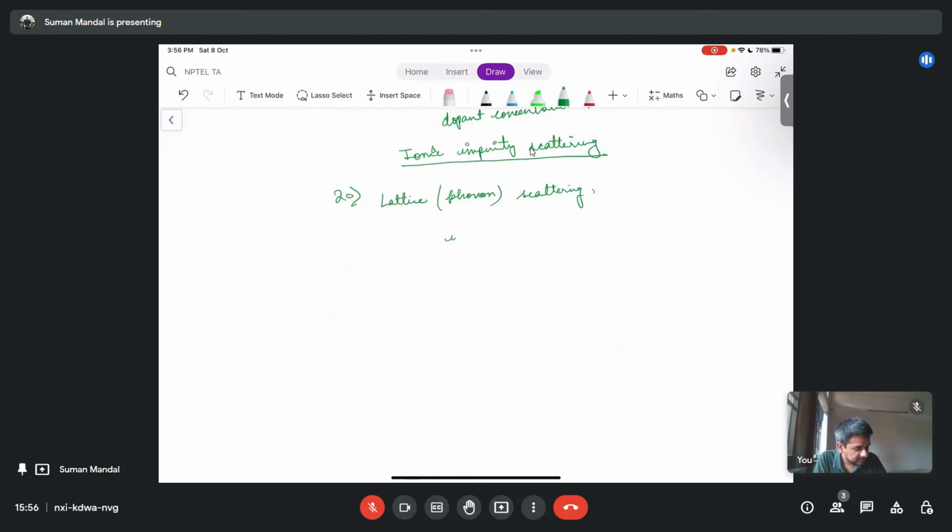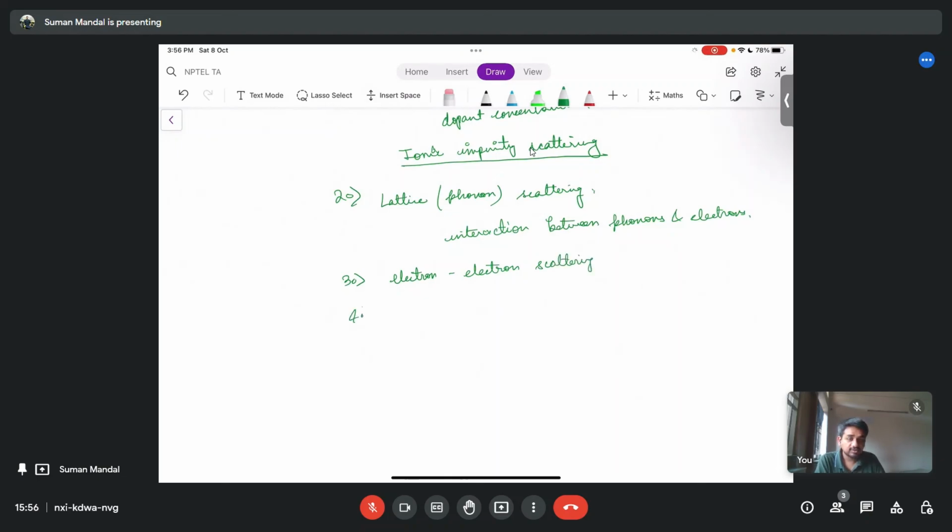This is the interaction between phonons and electrons. There can be this electron scattering, which we had ignored. Electron scattering.